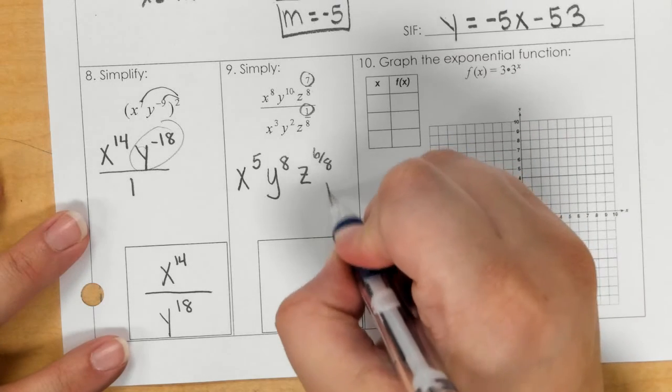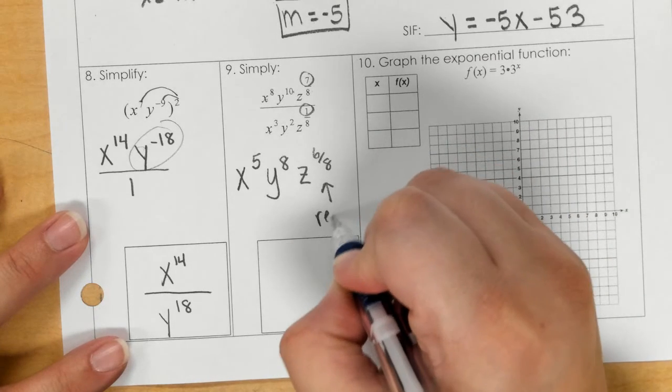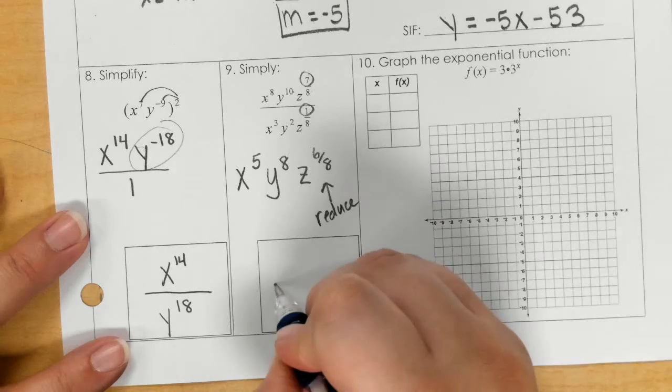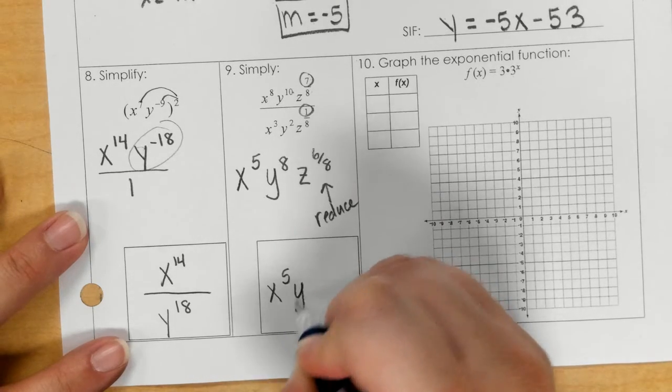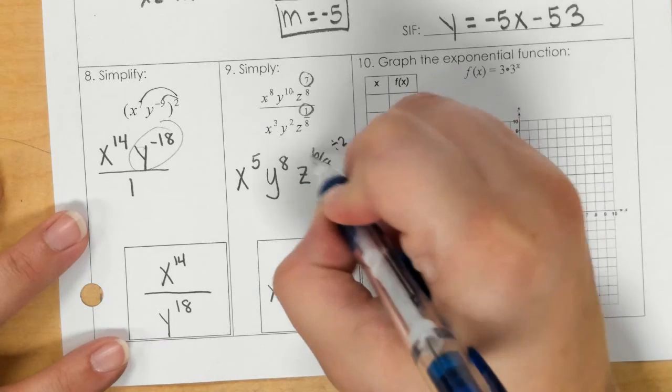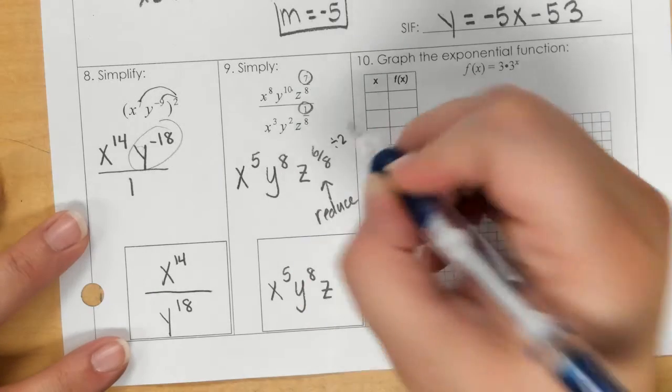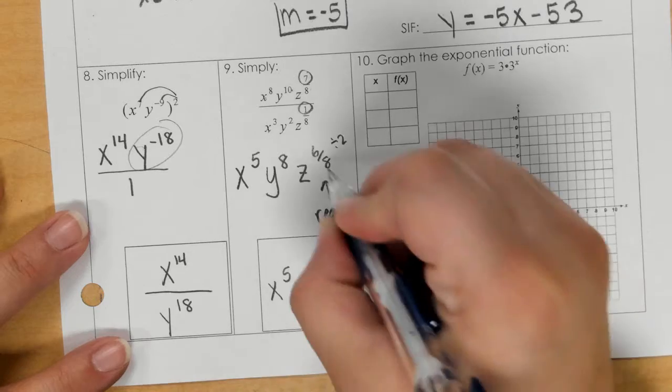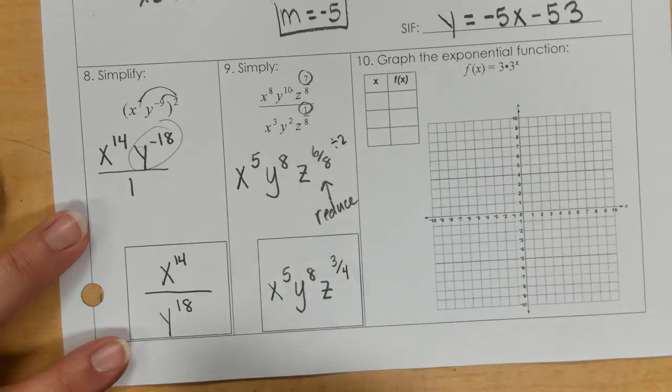But on this problem, I would have to reduce this. So I can leave it x to the 5th, y to the 8th, and z. These two numbers are divisible by 2. So 6 divided by 2 is 3, and 8 divided by 2 is 4, so that reduces to 3/4.